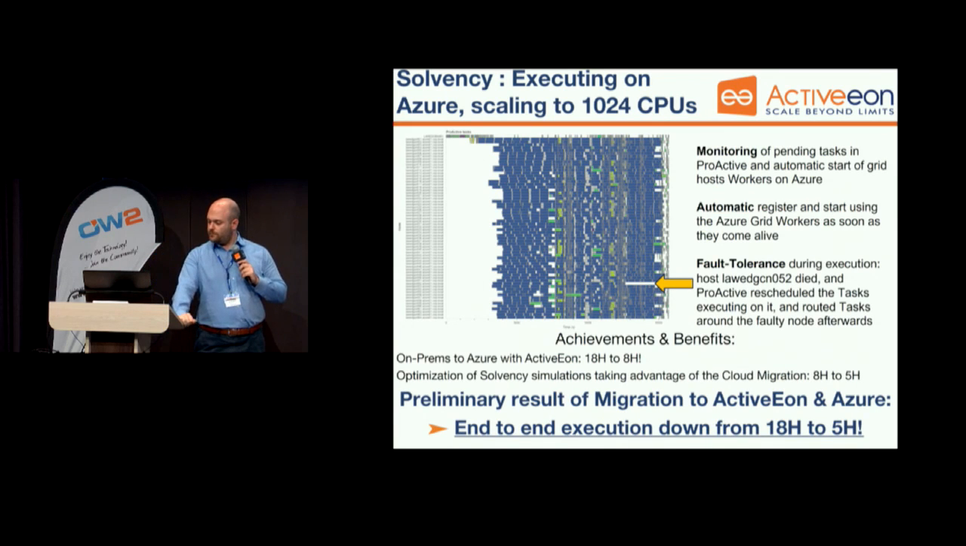And now, again, we started on an 18 hours batch. Now, thanks to proactive and thanks to additional optimizations we did along the way, and thanks to Azure, it's now down to 5 hours. And by the end of the year, my hope and expectation is to go definitely below 4 hours, and possibly less by adding more grid hosts, more capacity to the grid.